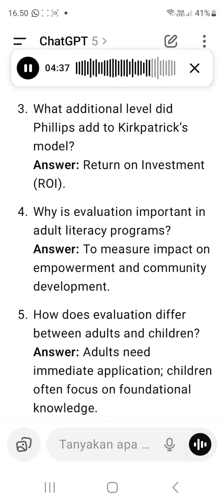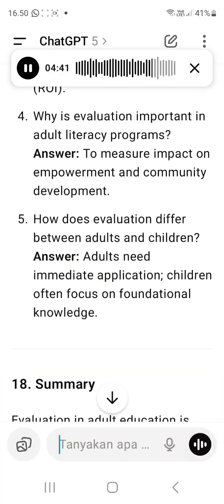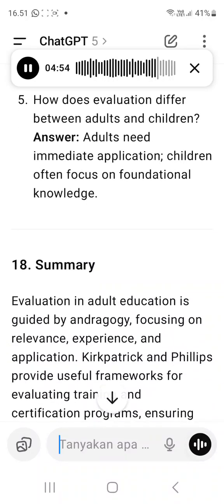investment, ROI. 4. Why is evaluation important in adult literacy programs? Answer: to measure impact on empowerment and community development. 5. How does evaluation differ between adults and children? Answer: adults need immediate application. Children often focus on foundational knowledge.